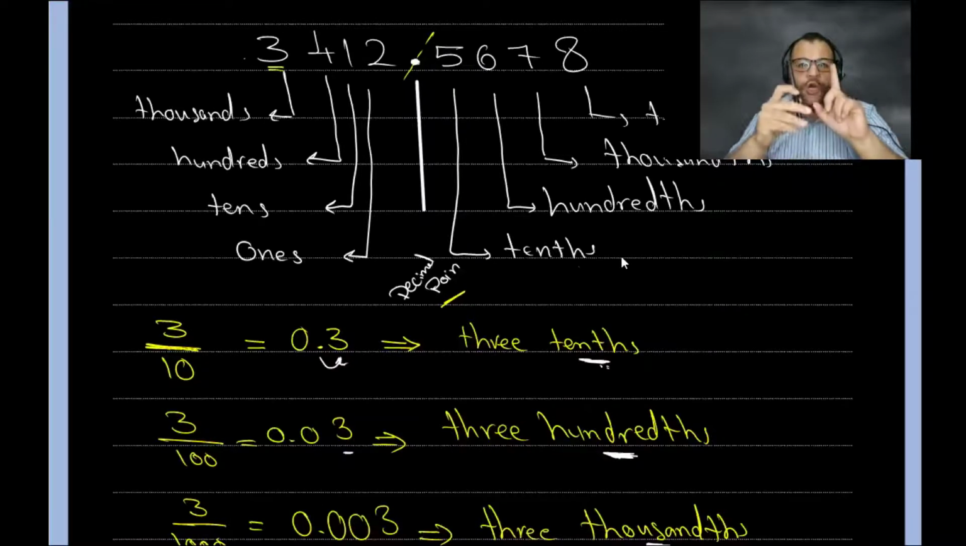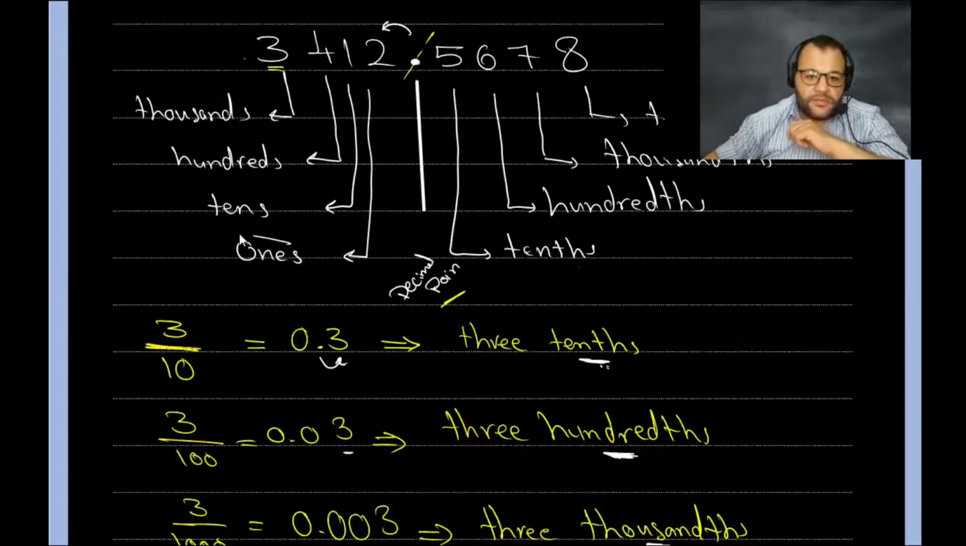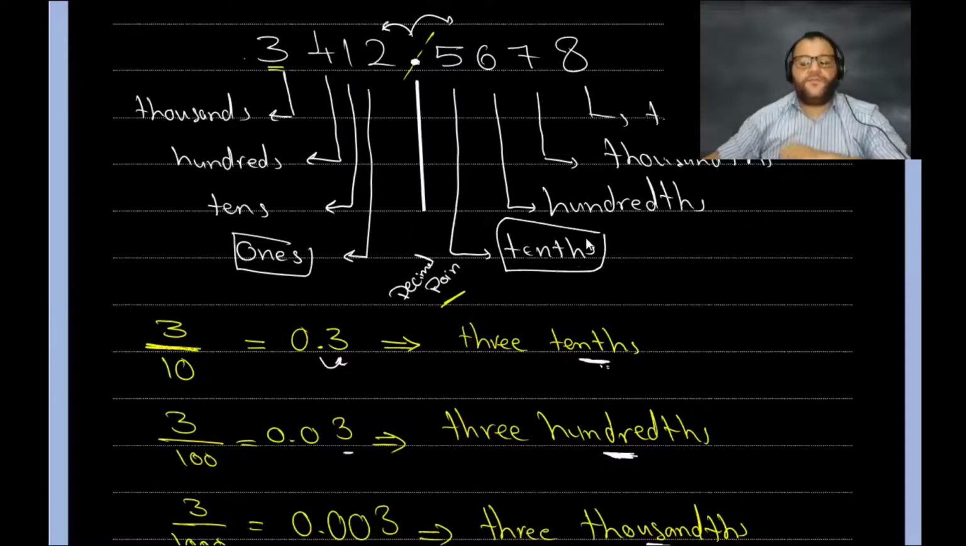Yeah, I know. So the only difference, again for this one: at the left, it starts from ones. At the right, it starts from tenths, because the denominator is 10. You understand it? Yeah. Okay.